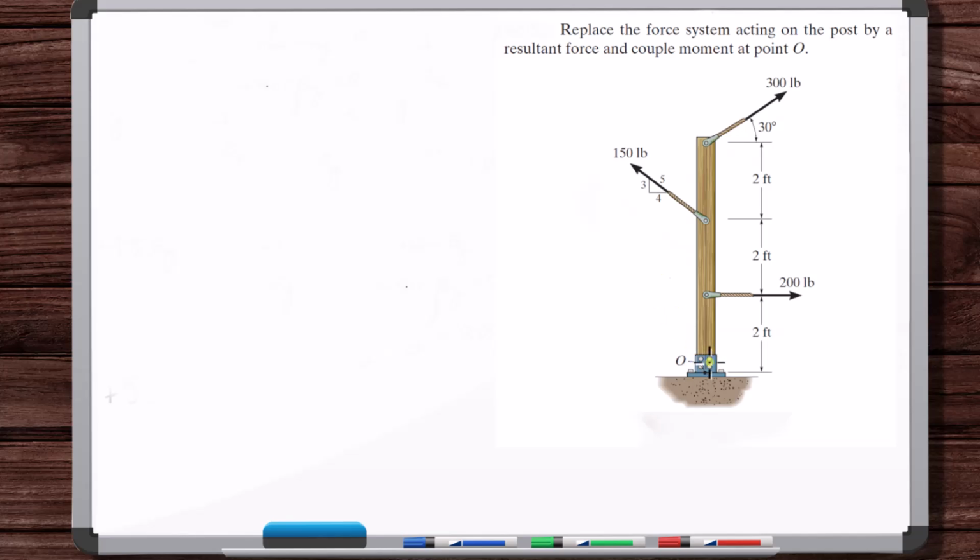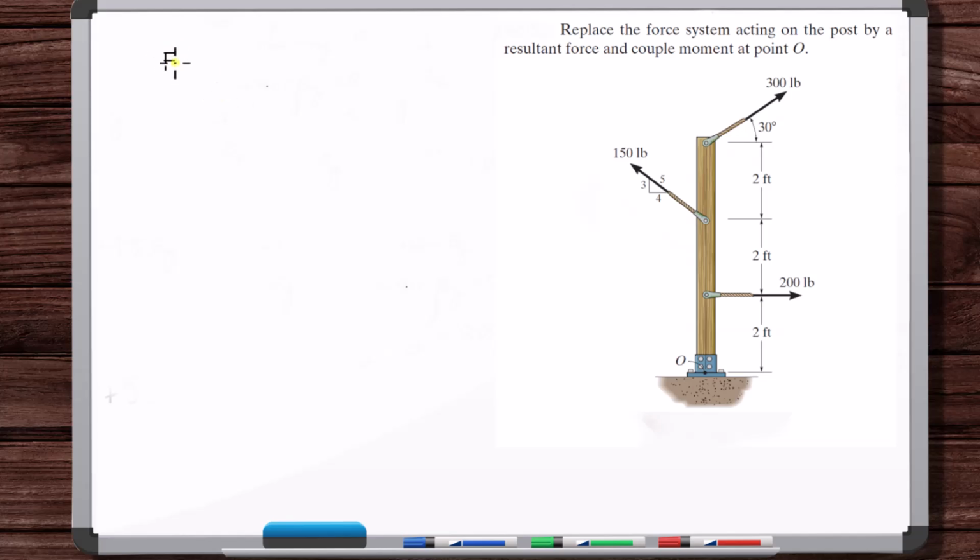You have a reaction force here from this bracket, but we're not doing a free body diagram where we're separating the post from the bracket. We're just looking at this entire setup here as a body with these three external forces. And what we want to do is create an equivalent system, statically equivalent or equivalent from a rigid body mechanics analysis standpoint, where we remove all of these forces and replace them by a resultant force and moment at point O.